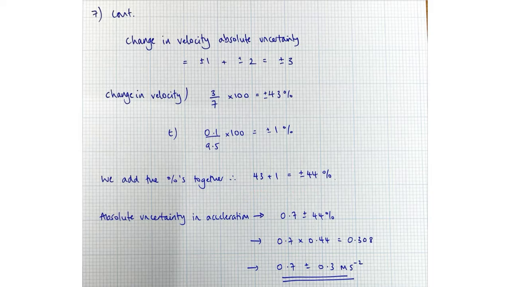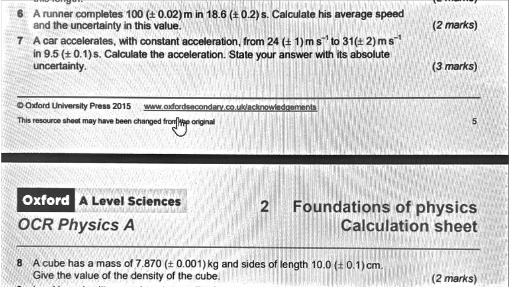So then to find the final part, the absolute uncertainty back to acceleration, we know our answer was 0.7 from earlier. We now know it's 44%, so we now need to find 44% of 0.7, so 0.7 times 0.44, and that then gives 0.308. But then to one significant figure, our final answer, 0.7 plus or minus 0.3 meters per second squared.